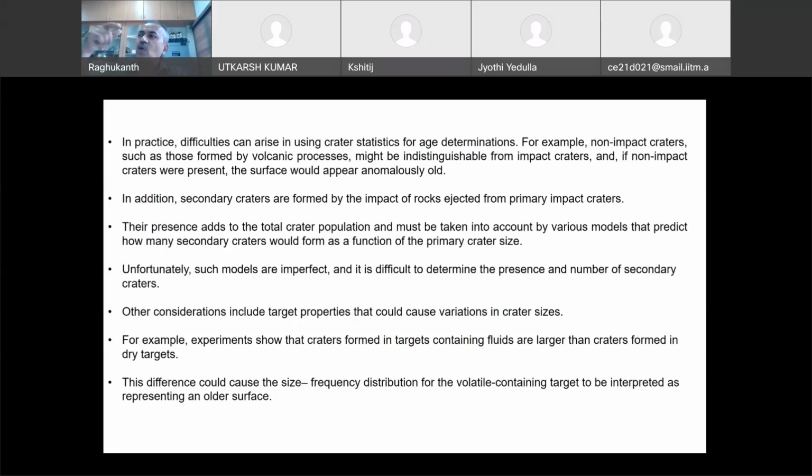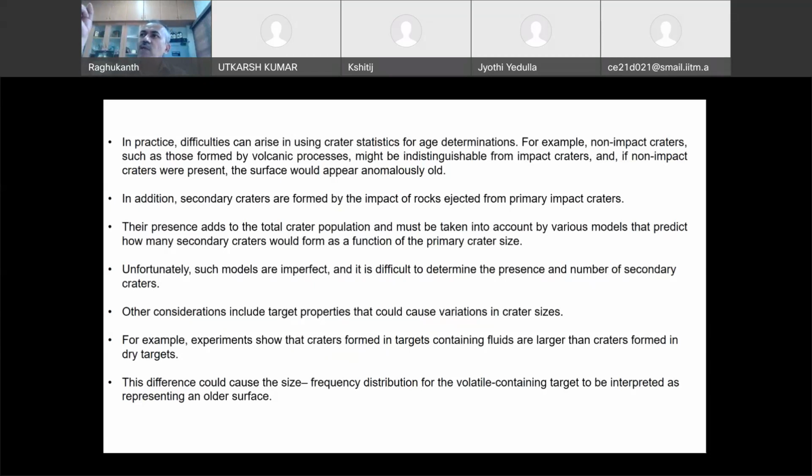So if it is soft soil, the crater diameter will be large, although the impactor size is the same. But if it is hard rock, the crater diameter may be small for the same size of impact. This also creates some kind of bias in the crater counting process. So what happens is the old surface may be interpreted as a young surface, or a young surface may be interpreted as an older surface. These are some issues.